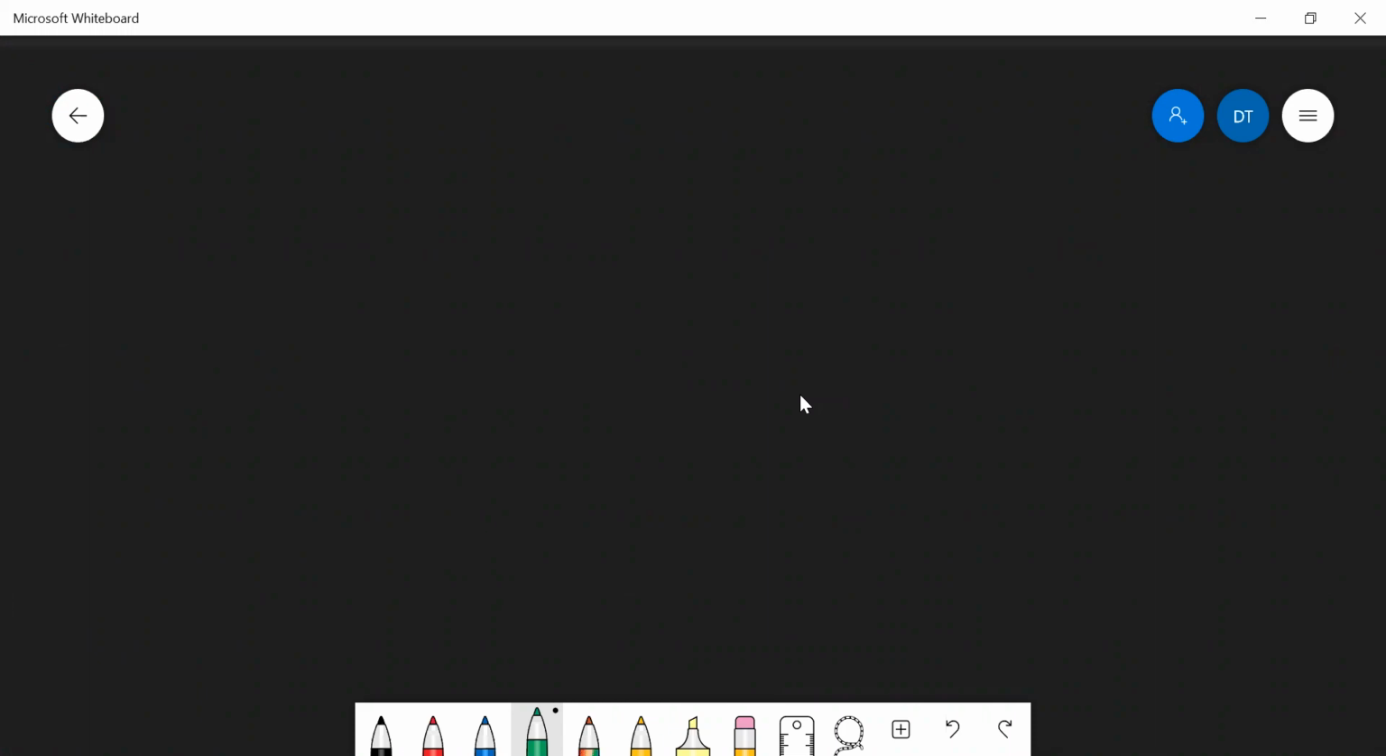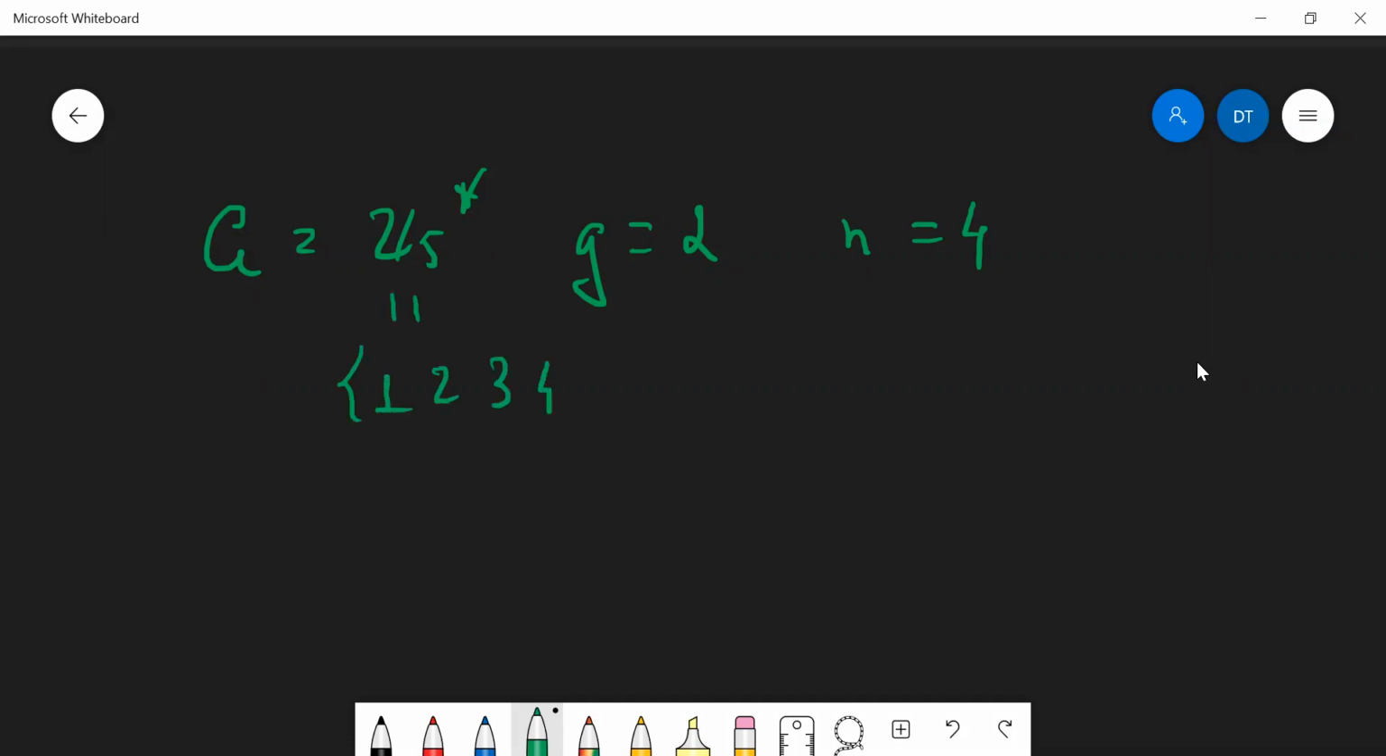So let our group G be Z5 star. We already computed everything that we need to know in order to communicate using this group. So we know that there are two generators, 2 and 3, and we can take any of them. So I want to take G to be 2, and we know that the order of the group is 4, okay? So let me write down all the elements here, like 1, 2, 3, and 4. These are all possible elements.